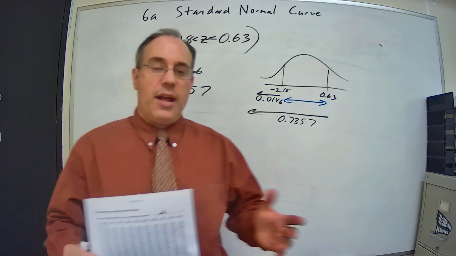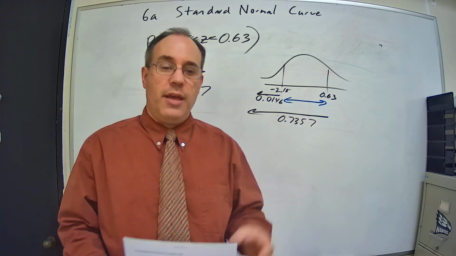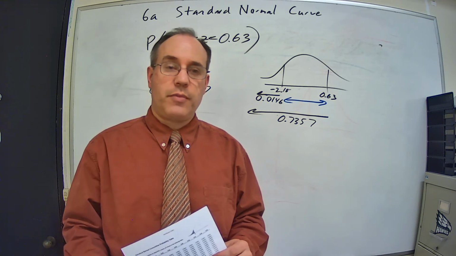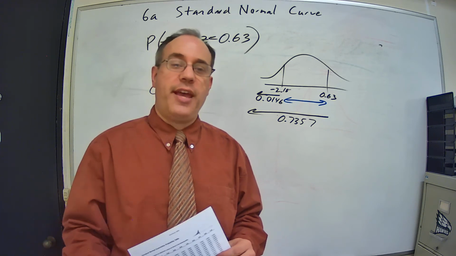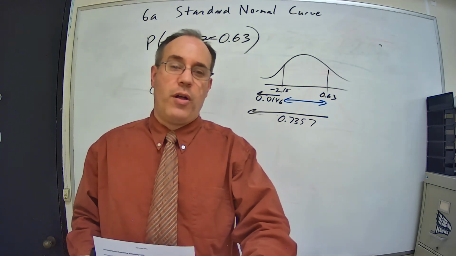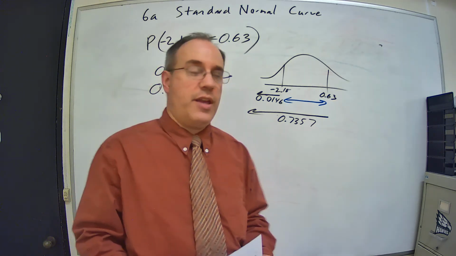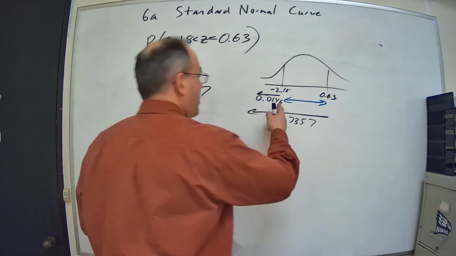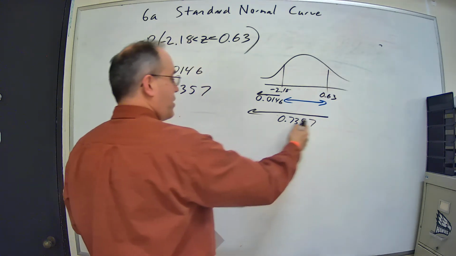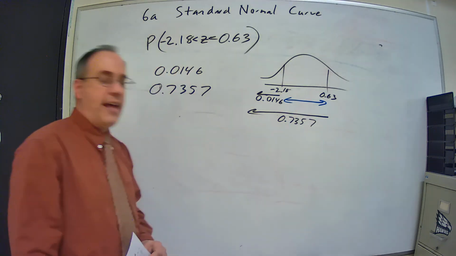Right now, I am standing approximately 1 foot away from the wall, and the camera is approximately 4 feet away from the wall. How far am I away from the camera? Well, if I'm 1 foot away from the wall and the camera is 4 feet away from the wall, then 4 minus 1 says the camera is 3 feet away from me. Right? And that's the same idea here. I have the area to the left of this first value. I have the area to the left of the other value. The difference of those two areas is going to be that center area.